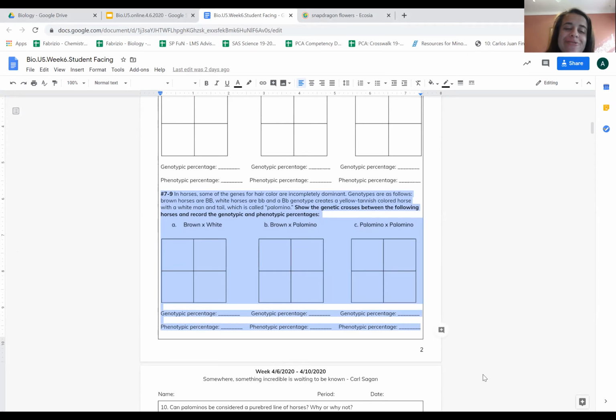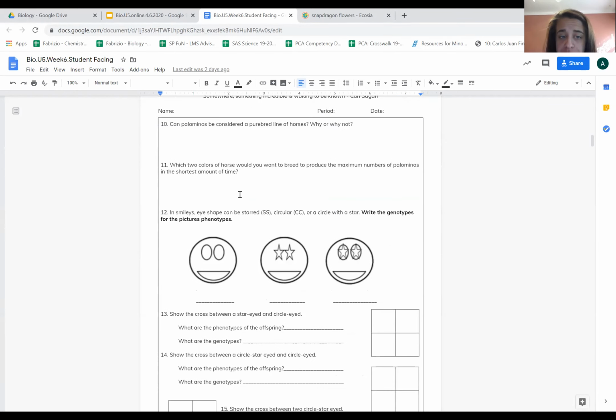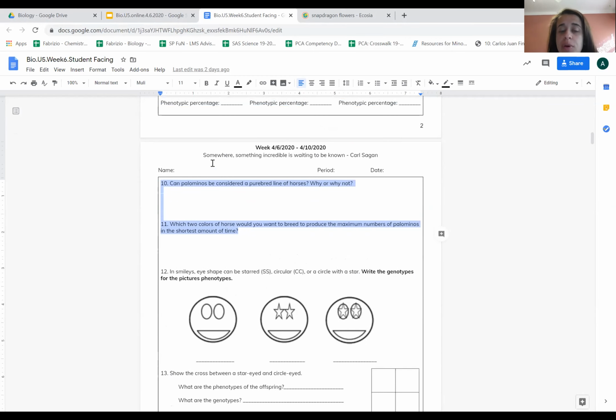Okay, so welcome back. So you should have completed up until the bottom of page 2, these Punnett squares on horses. So now we're going to move on to questions 11 and 10 that are dealing with the horses as well, the little analysis questions. So thinking about, can these palominos be considered a purebred line of horses? And then what 2 colors of horses would you want to breed to produce the largest amount of these palominos in the shortest amount of time? So pause me now to do that.